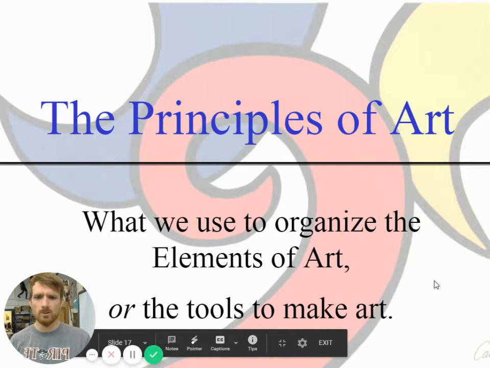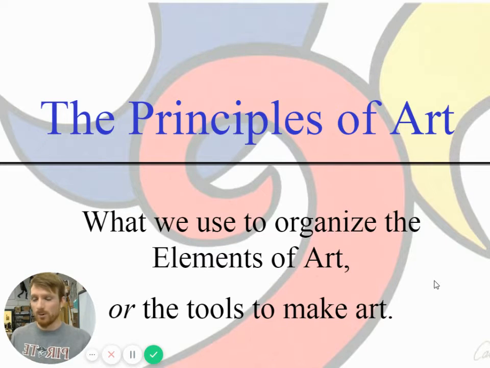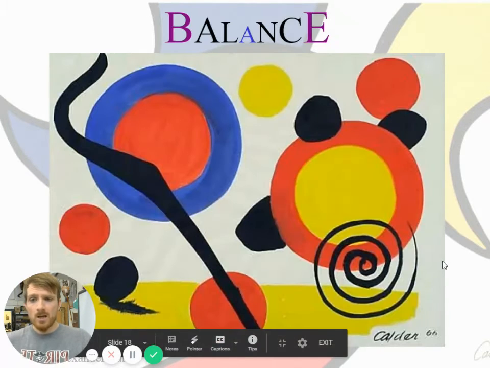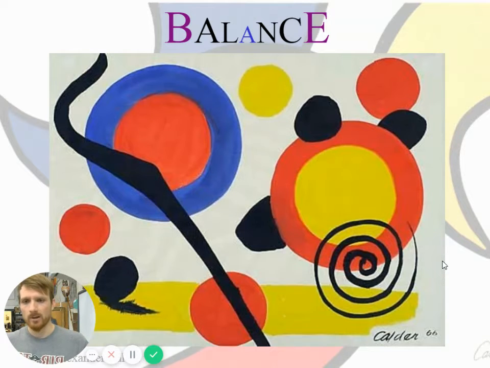And this is what we use to organize the elements of art, or the tools that we use to make art. Now, I'm not using tools there to talk about the things that we make art with, but rather these are like the conceptual tools that we're using when we put together a piece of art, whether we realize it or not. So the first principle of art, or principle of design is another way they're called, is balance.